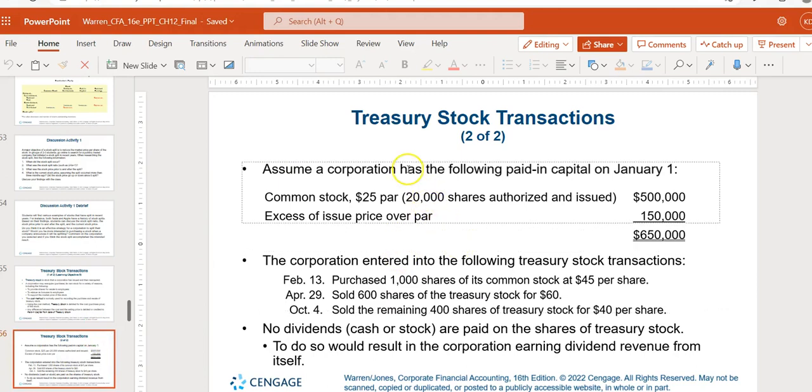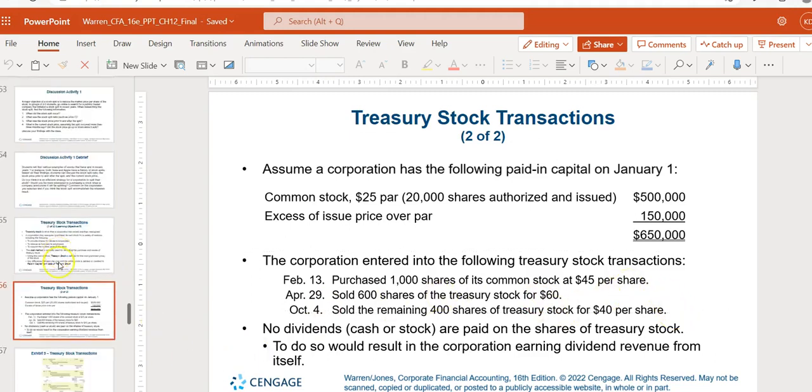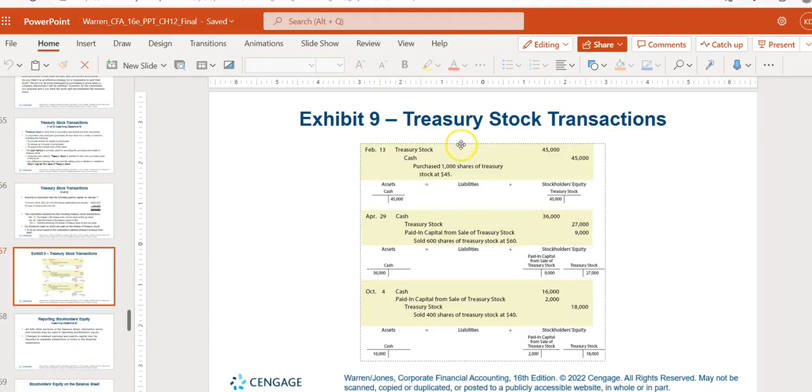Okay, so here we go. We have paid in capital, common stock, $25 par, 20,000 shares authorized and issued. There's my excess of par. We're going to purchase 1,000 shares for $45, sold 600 of those for $60, and then sold the remaining 400 for $40. So let's see what happens in our journal entries. Here I'm purchasing it, and that was for $45. With the cost method, I'm going to use whatever it cost me.